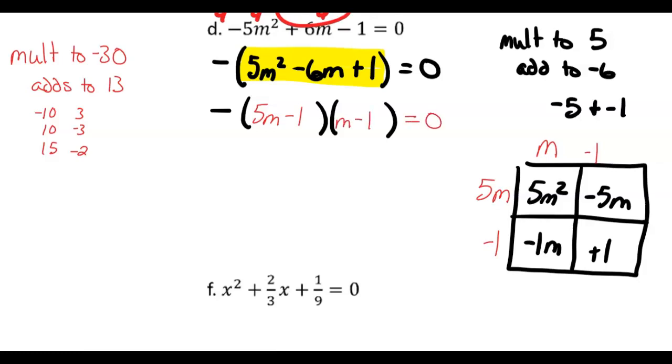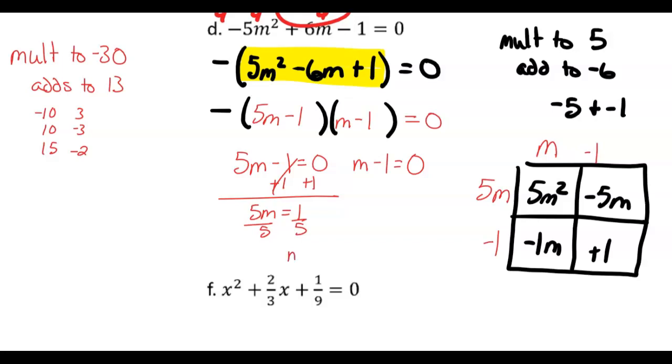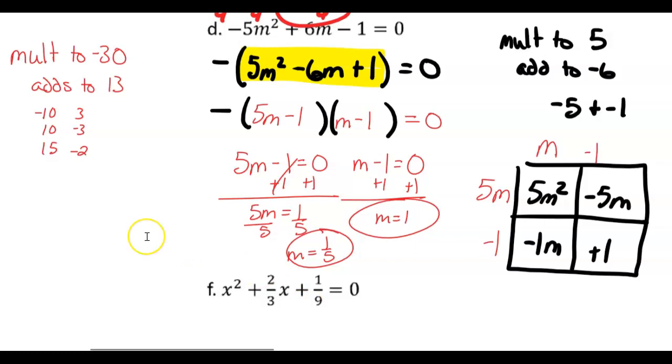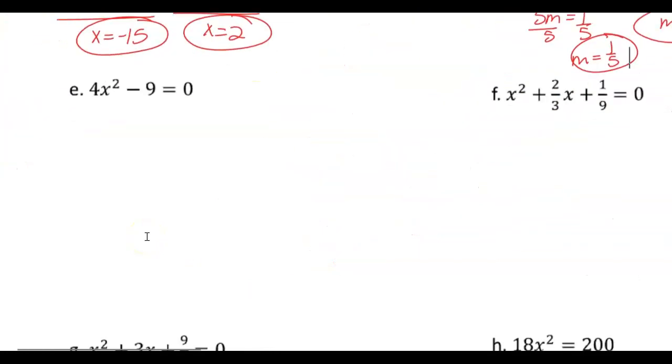All right. So now you set each factor equal to 0 and solve. So set 5m minus 1 equal to 0 and m minus 1 equal to 0. So we add the 1. We get 5m equals 1. Divide by 5. So that's m is 1/5. That's one answer. Add the 1. You get m equals 1. That's your other answer. And the better we get at factoring, the easier this will become.